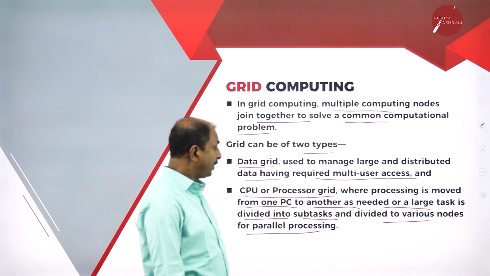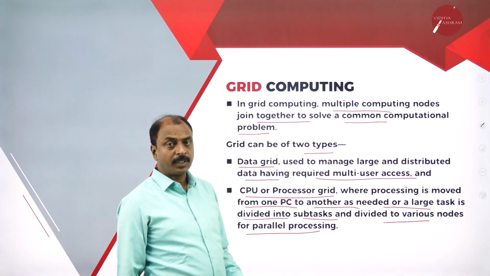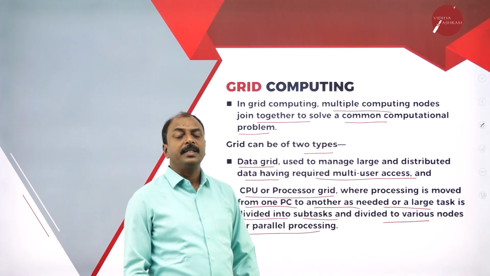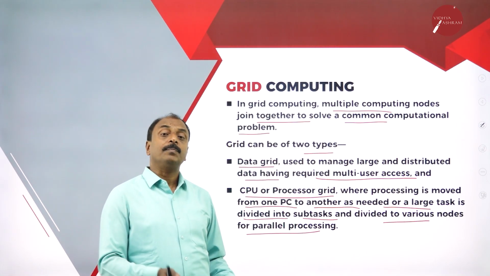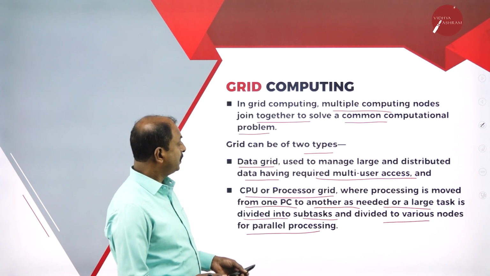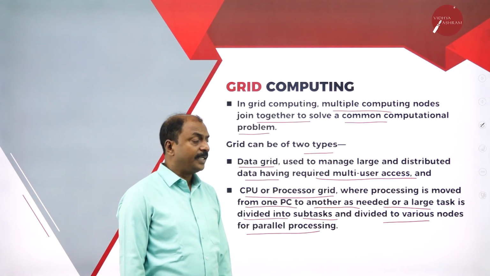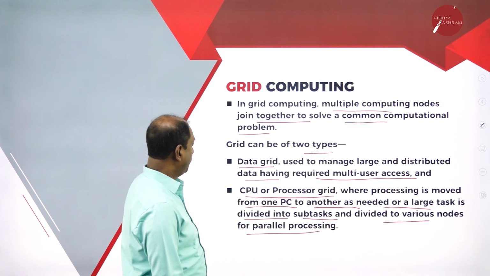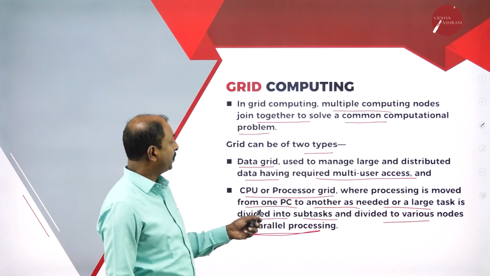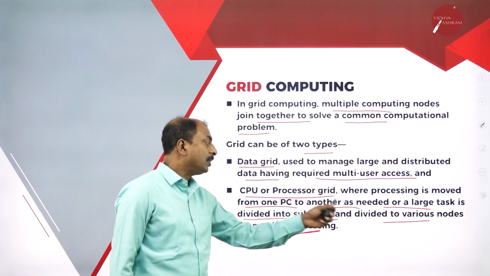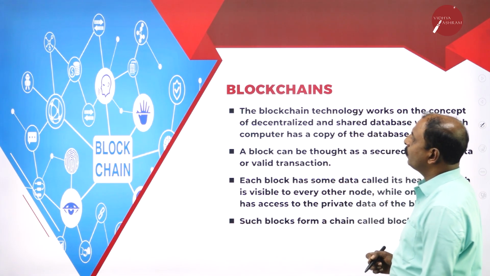So what is the meaning of this? In a CPU or processor grid, if there is more than one node in a network, suppose a problem is to be solved. This problem is divided into subtasks, and these subtasks are moved to other nodes for processing. All these tasks are moved to various nodes. It is the concept of parallel processing. So these are the two types of grid computing: data grid and CPU or processor grid. In the next slide, we will see another technology, that is blockchain. So what is a blockchain?